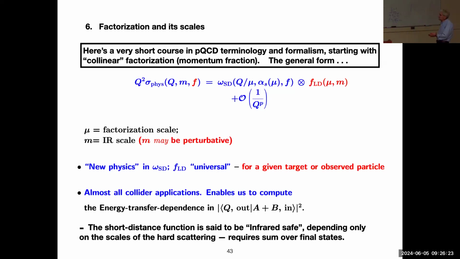So here's the general form. This is it, everything in one. And of course, it's very limited, but it nevertheless is very general. We have physical cross-sections.